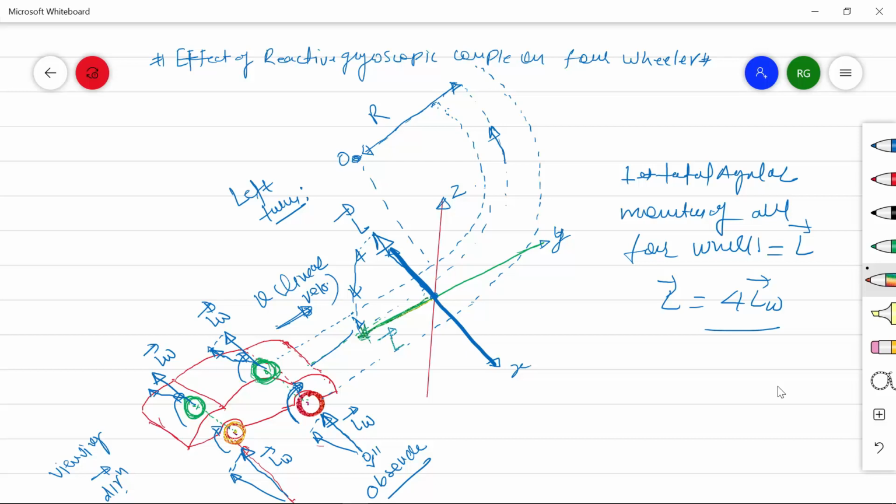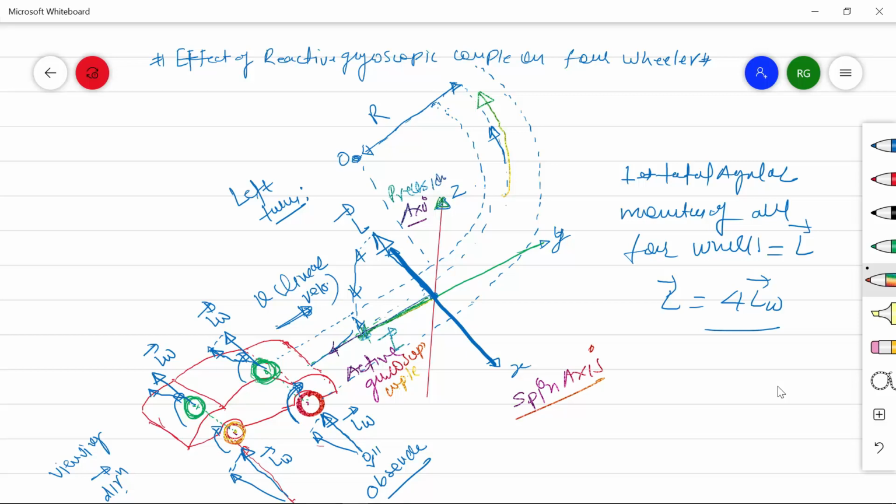As we know that L always changes in the direction of the active gyroscopic couple, so we can say this is the direction of the active gyroscopic couple, and this car is moving in this direction, taking a left turn. So we can say this Z axis, this vertical axis, is the precession axis, and this X axis is the spin axis in this case.